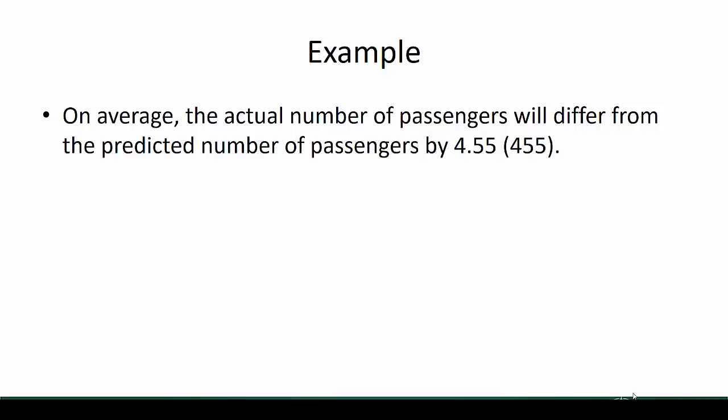Just because you can use X to predict Y doesn't mean that you would actually want to use it in real life. So if this number, 455, is too big of an error when it comes to estimating the number of passengers, then the researchers would want to use another variable or maybe a combination of variables to predict the number of passengers. They might want to include other variables in a multiple regression analysis, and they might see that standard error decrease.